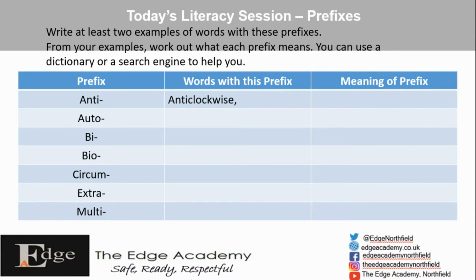Again, you may need to use a dictionary or a search engine to help you, and there are two tasks. The first one is you need to find two words that start with that prefix, and then I want you to find out the meaning of the prefix. So the prefixes are anti, auto, bi, bio, circum, extra, and multi. Can you think of any words that start with those prefixes? If you can, in your exercise books, write them all down first and then go to use a dictionary. Then can you try and think about what the prefixes actually mean? Try to have a go at that before you look it up. You may want to pause the slide here before we go on to the answers.